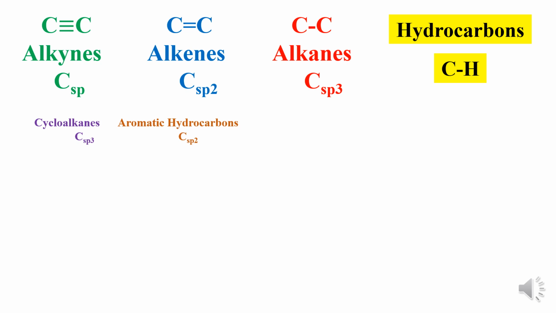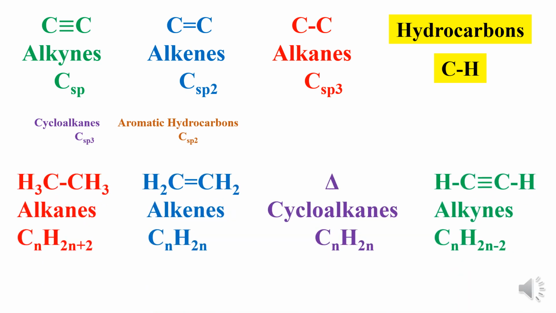And moving on to the cyclic or closed chain compounds. Cycloalkanes contain carbon atoms that are sp3 hybridized, while carbon atoms in aromatic hydrocarbons are sp2 hybridized. Why are alkanes named saturated hydrocarbons? The reason is the carbon skeleton in alkanes is completely saturated with hydrogen atoms and hence the name saturated hydrocarbons.